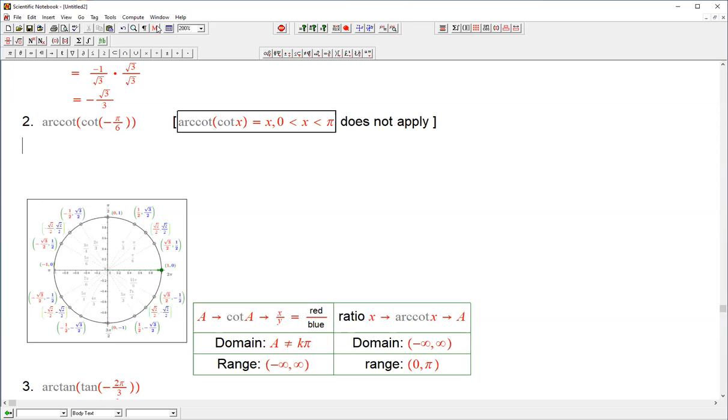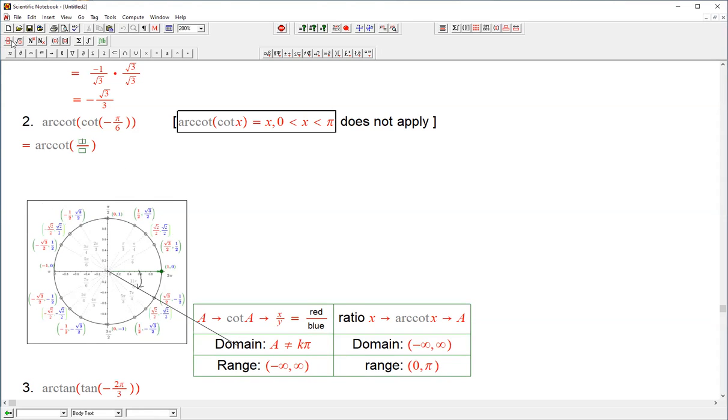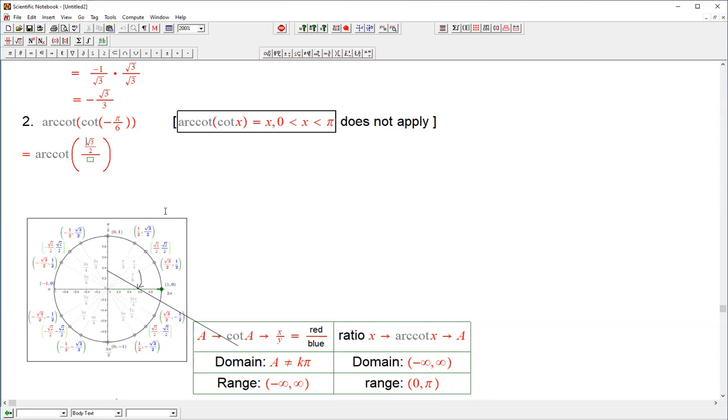Okay, no shortcut, right? So what we do is we're going to do it from the inside out. So arc cotangent of negative pi over 6. How do you calculate cotangent of negative pi over 6? Well, you first have to do ARD. From ARD, measure the angle from standard position, negative pi over 6, and you have a point on the terminal side of the angle other than the origin. So cotangent of negative pi over 6 is x over y, which is red divided by blue. Here the red is √3 over 2, and the blue is negative half.